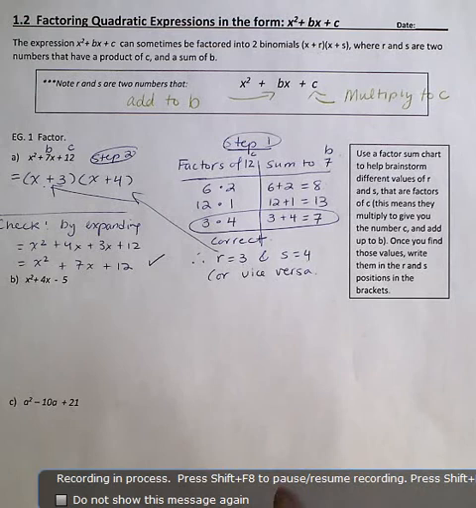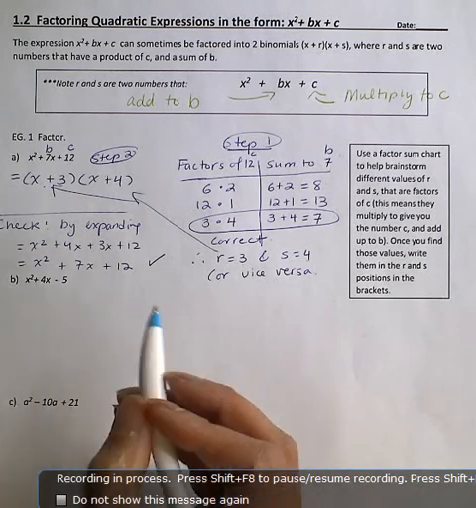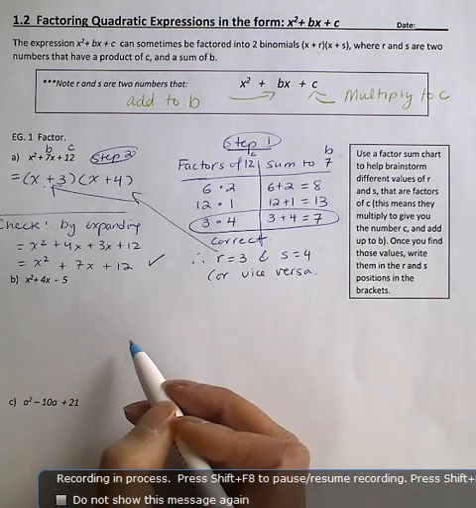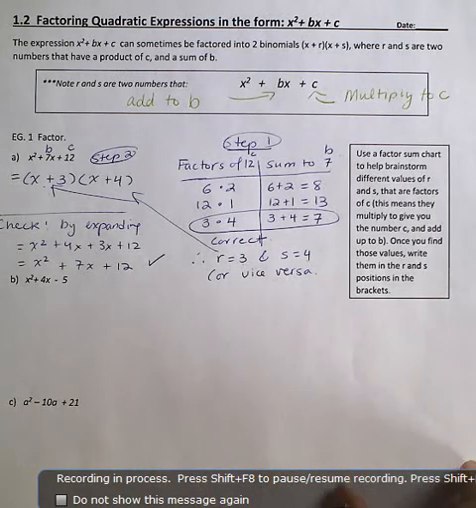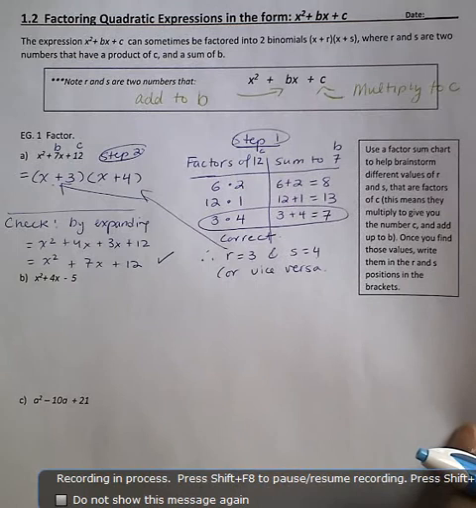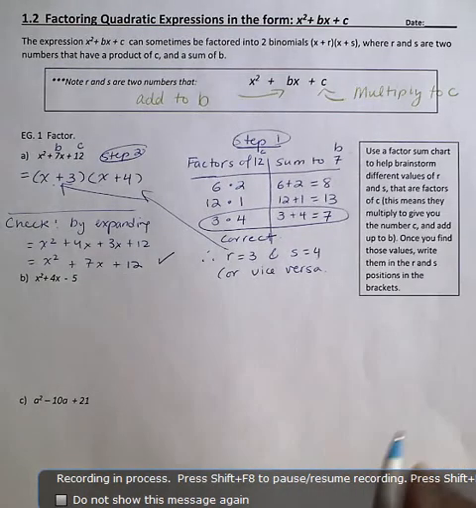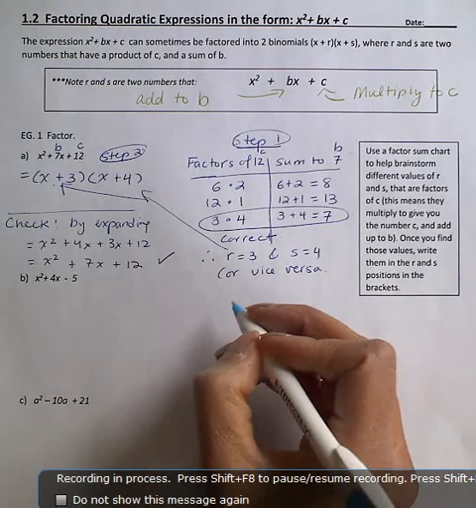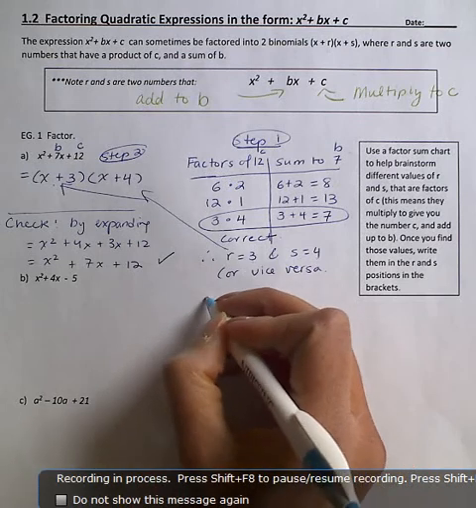Let's do the next one. So now we're going to factor x squared plus 4x minus 5. I'm going to move this over in case it's not in your view anymore. So in this question again, my first step is to make my factor sum chart.